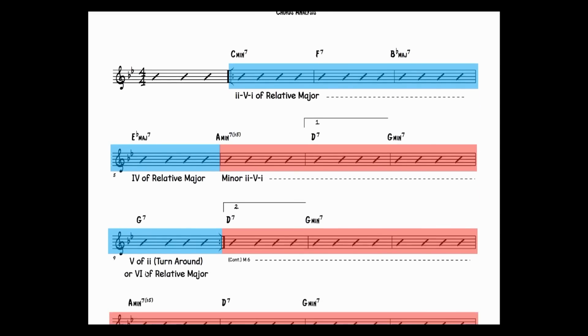I have it written right here. 6 of the relative major. Okay, so it's a dominant 6 of the relative major. So we have a G7, which is essentially acting as a 5 of 2. 5 of 2. C minor 7 is the 2 of B flat major. So G7 leads into C minor 7, or you can think of it as the 6 of the relative major.